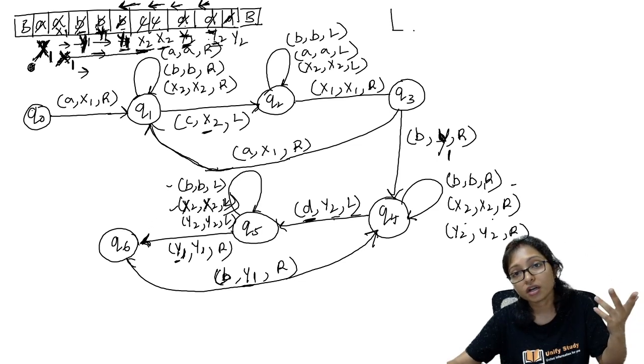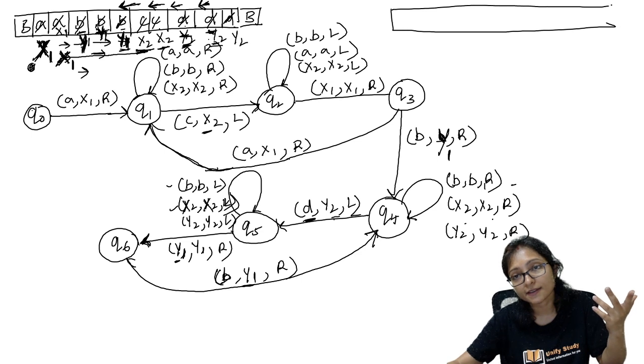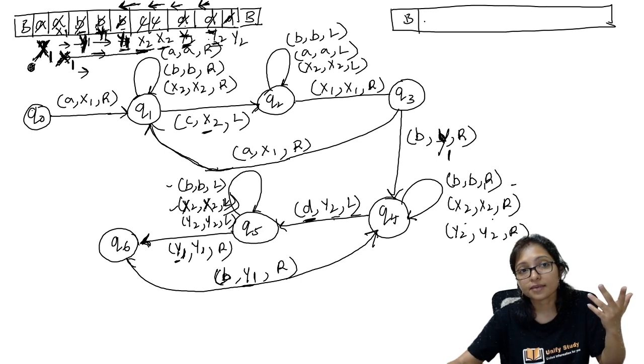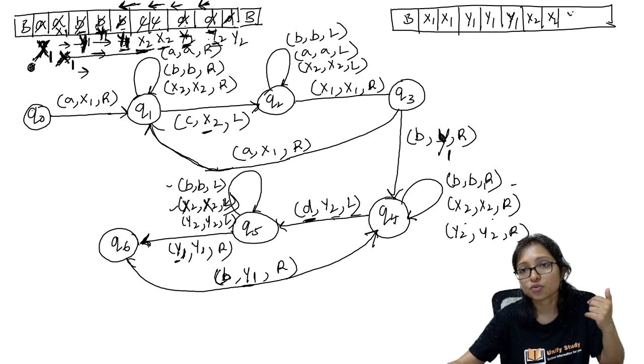Now your tape is looking like this. There was the blank symbol. This 2a is replaced with x1 already, and this 3b is replaced with 3y1 already, it's done. And this c was replaced with x2, it is already done. And the d is replaced with y2, this is also done.